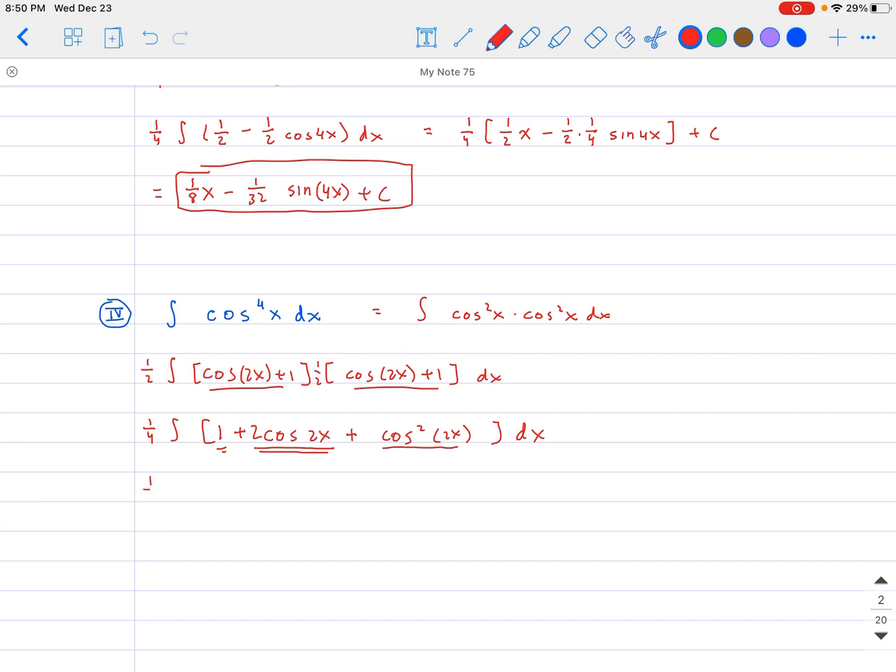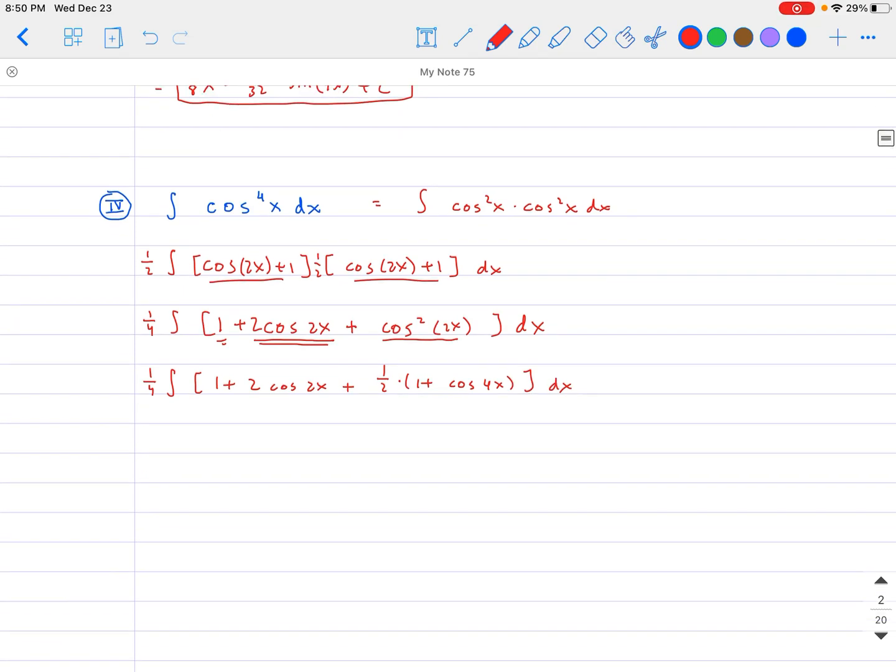a double angle formula. So 1/4 integral of 1 plus 2 cosine of 2x, and then plus 1/2 multiplied by 1 plus cosine of 4x, just like last time, okay? So this is where all that time you did trig identities in your pre-calc class comes in handy. Hopefully you didn't fall asleep or kind of forgot about it over the years. So let's clean up the algebra, and then we'll go ahead and integrate that.